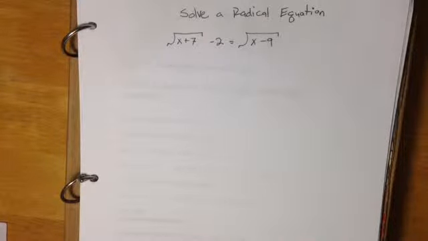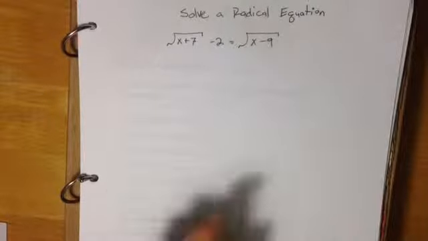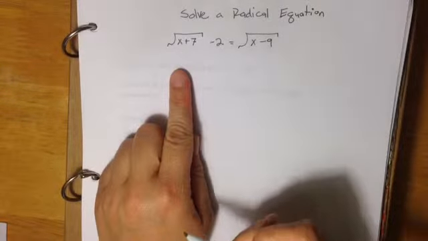In this video, we're going to solve a radical equation that has two radicals in it. This is probably the trickiest of all the radical equations that you'll encounter in Math 111 college algebra.